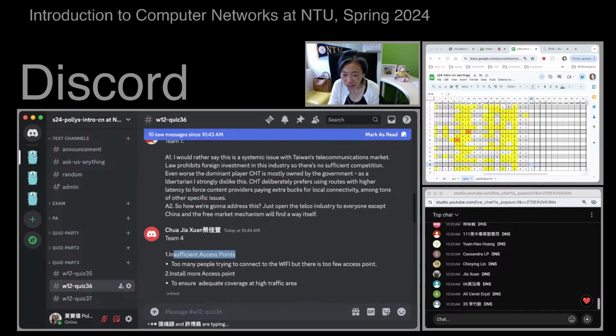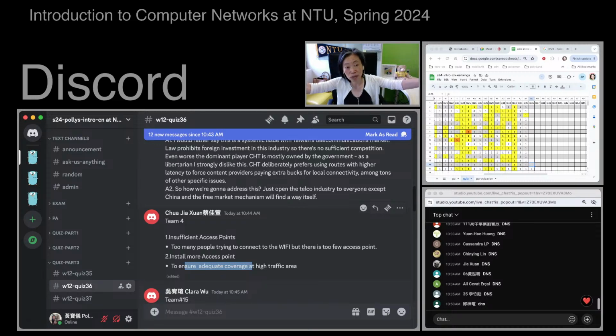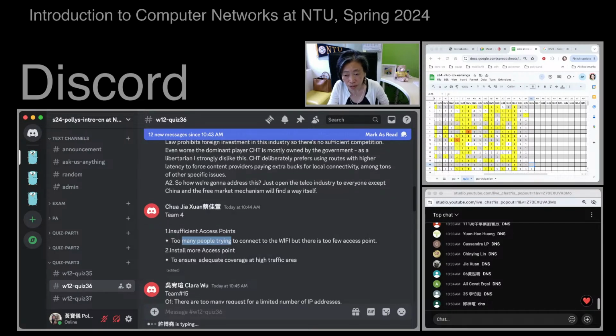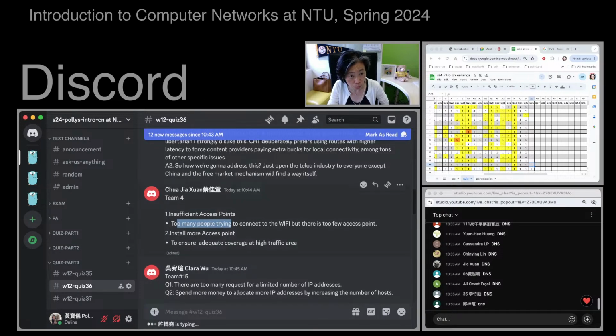Insufficient access points. Too many people try to connect to the Wi-Fi, but there are too few access points. So more access points, adequate coverage. So you see, adding access points definitely expands the space, where you expand the signal strength and expand the space of access. So in case you find the problem is that there are not enough access points, then you add access points, makes sense. Okay, but too many people trying to access does not necessarily get addressed by just adding access points, because some of these guys might have trouble getting the IP addresses in the first place.